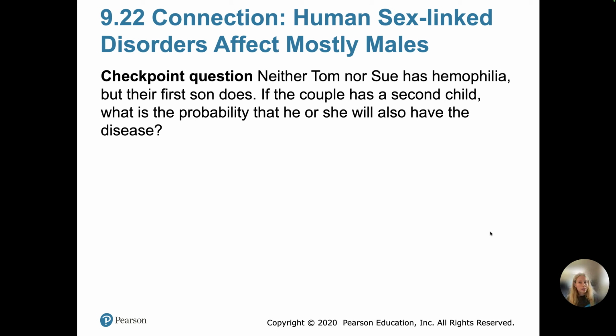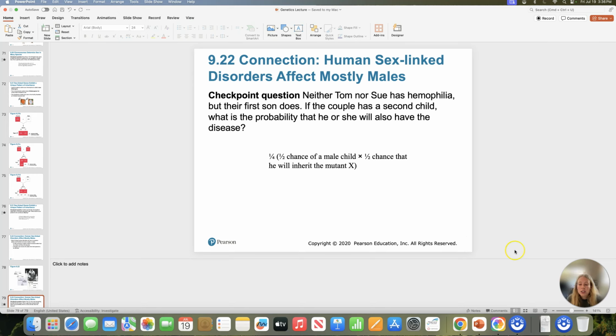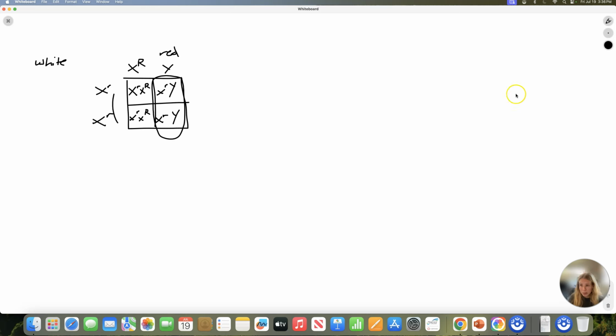Neither Tom nor Sue has hemophilia, but their first son does. If the couple has a second child, what is the probability that he or she will also have the disease? Okay, so neither Tom nor Sue has hemophilia, but their first son does. There's a lot to unpack here, but Tom does not have hemophilia. We're going to use X. Capital H means no hemophilia, and X lowercase h is the recessive hemophilia allele.